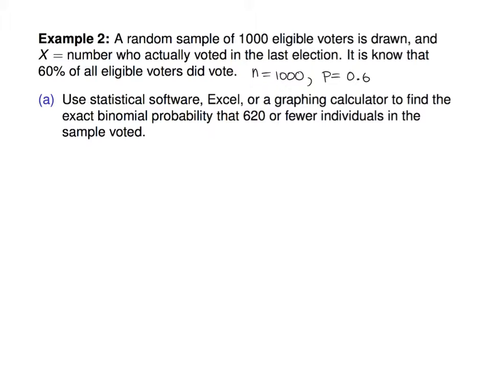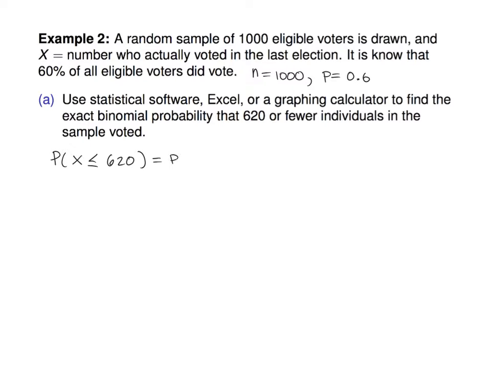Okay, using statistical software, Excel, or a graphing calculator, find the exact probability that 620 or fewer individuals in the sample voted. So that's the probability P of X. How is X related to 620? Less than or equal to, bigger than or equal to? Less than or equal to. I think your calculators might have a way to do these probabilities. I just don't know how to operate them, and they're probably all different.